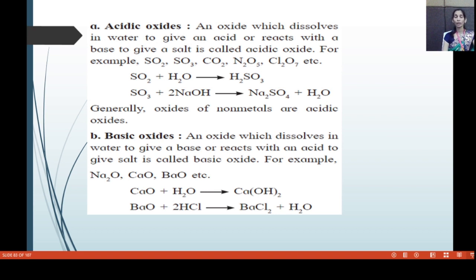That means if we compare acidic oxide and basic oxide, basic oxide dissolves in water and gives a base, but in case of acidic oxide, it dissolves in water and gives an acid. When basic oxides react with acid, they give a salt, but in case of acidic oxide, when they react with base, they give a salt. These are the differences between acidic oxide and basic oxide. Here, different examples of basic oxides are given below.